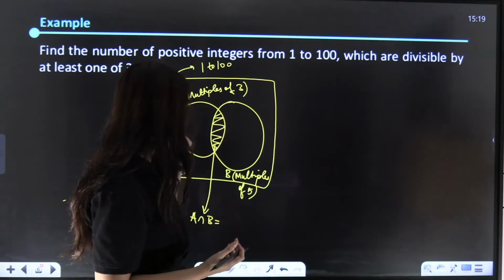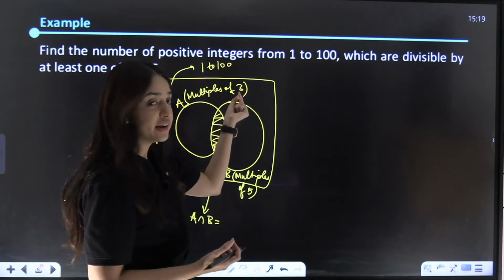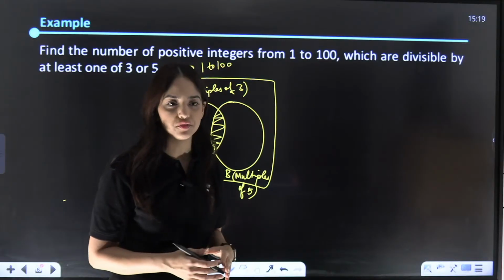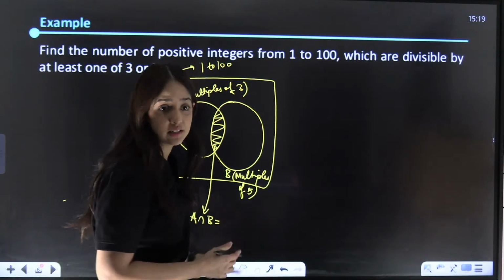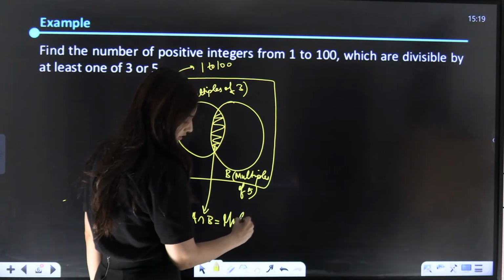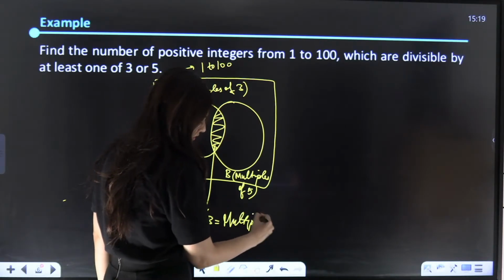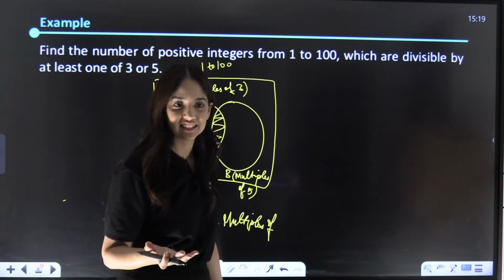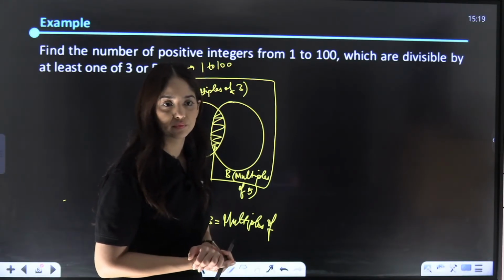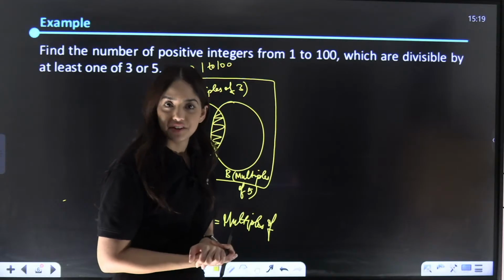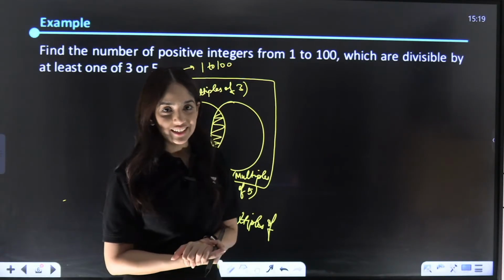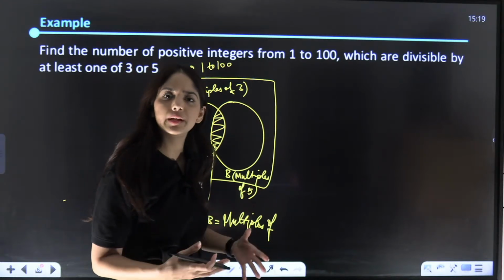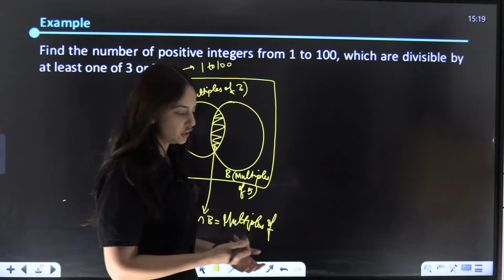That is there in both these sets. It is a multiple of 5 and a multiple of 3. It's a multiple of 3 and a multiple of 5. So that means it is multiples of 15, right? So it is a multiple of 3 and it is a multiple of 5. That means it has to be a multiple of 15. Good.